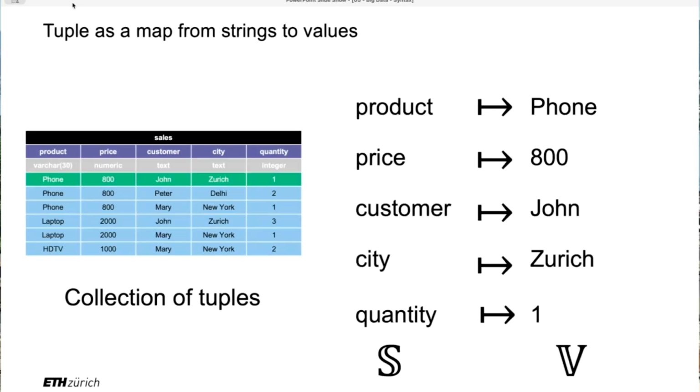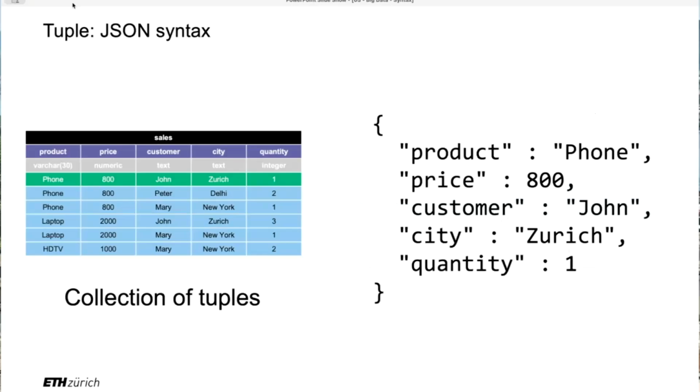For the formal aspect of it, every one of these rows in here is a record. A record is a map from attributes to values, from string to values. So the one marked in green here, you can see product is phone, price is 800, customer John, city Zurich, and quantity 1. That's the math, right? This is what the mathematicians would see. And this is what the computer scientists see and probably like it better.